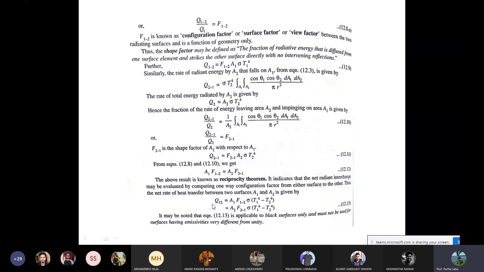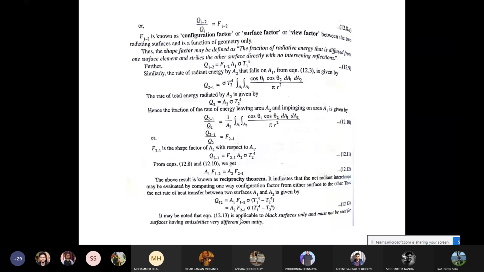Q12 and Q21 are same, and it's given by either A1 F12 sigma (T1^4 minus T2^4), or A2 F21 sigma (T1^4 minus T2^4). It must be noted that this equation is applicable for black body surfaces only and must not be used for surfaces having emissivity very different from unity. So the equation we have derived is only applicable for black body radiation. If it is not black body radiation, then the emissivity will come into the picture, and then the equation will be different.